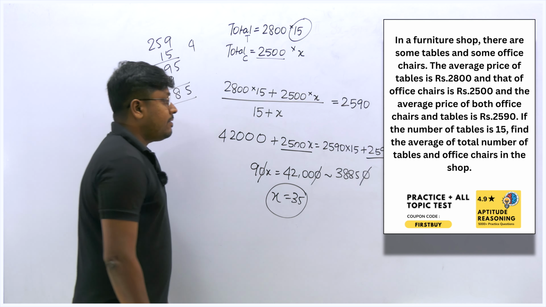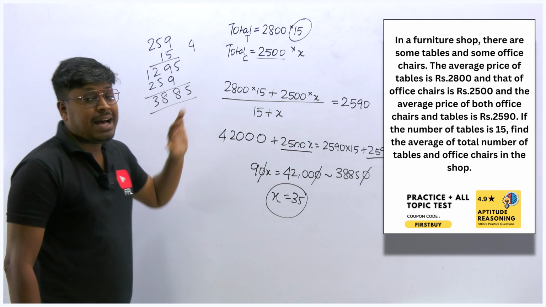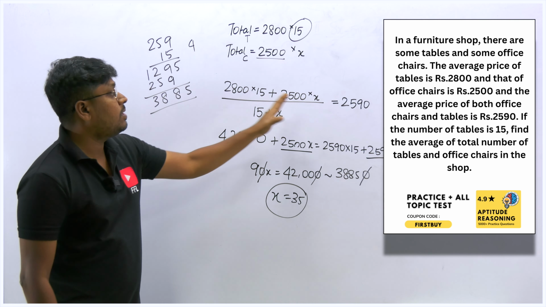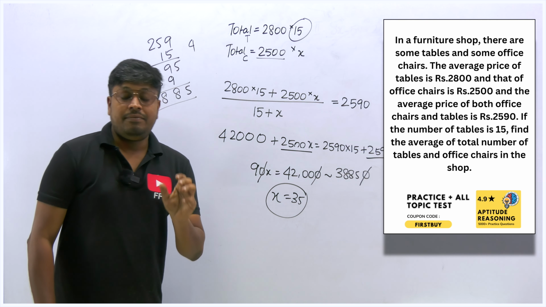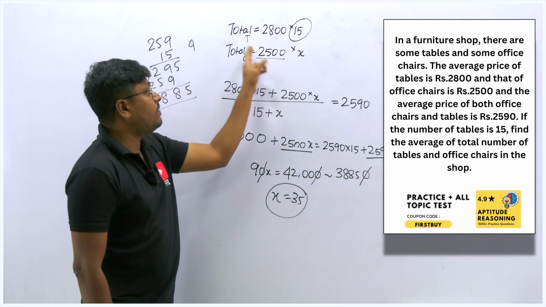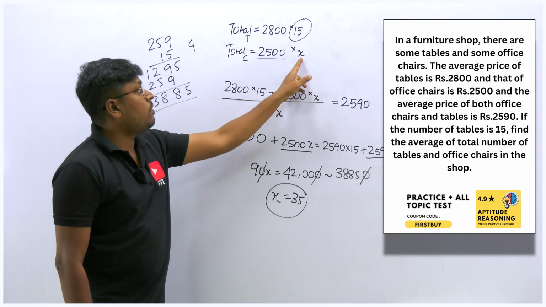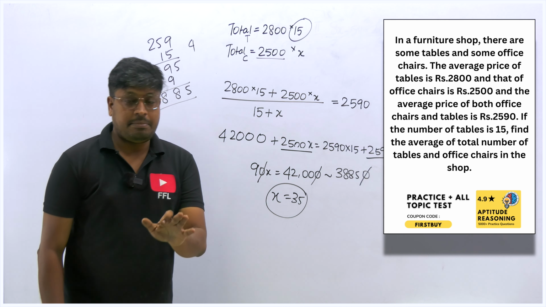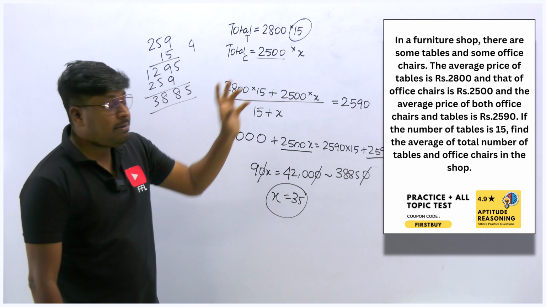So 35 will be the total number of chairs here. Now we have found, by using this logic, the values they asked in the question. We already know the total number of tables, and by using it, we found the total number of chairs, which is 35. So the total number of chairs is 35 and the total number of tables is 15.